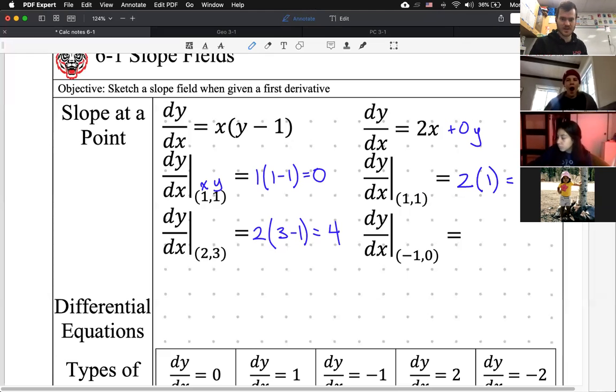All we're doing is plugging the x and y coordinates into whatever the equation up here tells us. Let's give you another one, just to make sure you know what you're doing. If I have this point (-1, 0), and the equation up here is just 2x, what is the slope at this point, (-1, 0)?